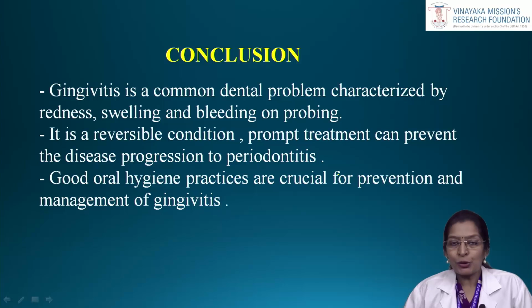To summarize, today we saw what gingivitis is, the classification of gingivitis based on the course, the duration and the description, and what gingival bleeding is, the causes of gingival bleeding and other changes associated with it. To conclude, gingivitis is a common dental problem characterized by redness, swelling and bleeding on probing. It's a reversible condition. Once etiological factors are removed, the gingiva returns to its normal healthy condition. Prompt treatment can prevent progression to periodontitis and ultimately prevent tooth loss.